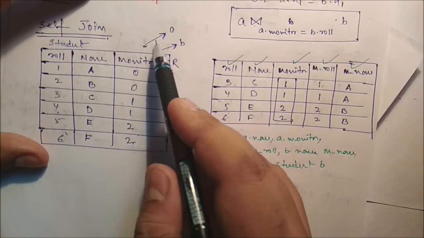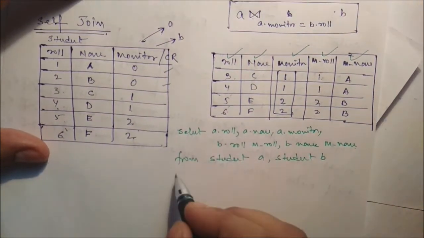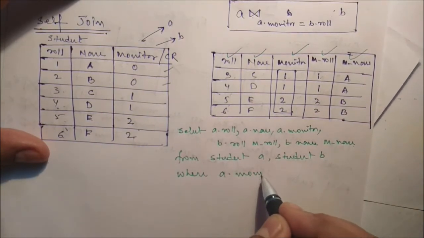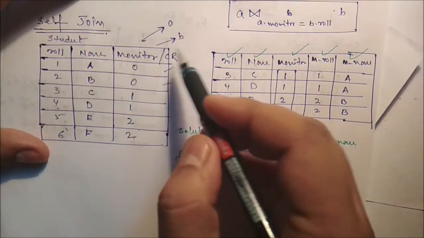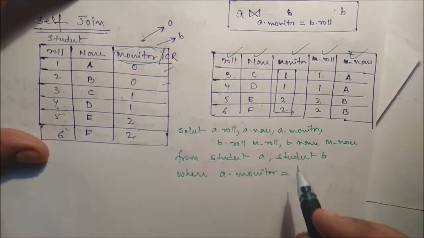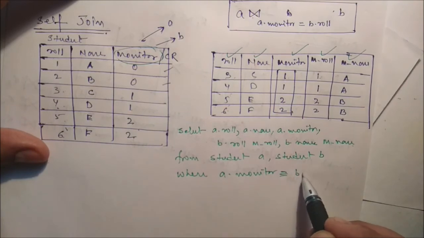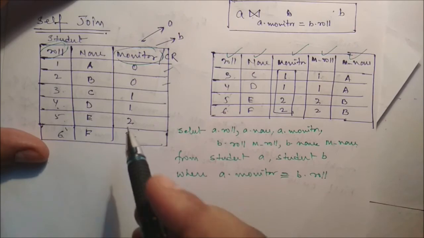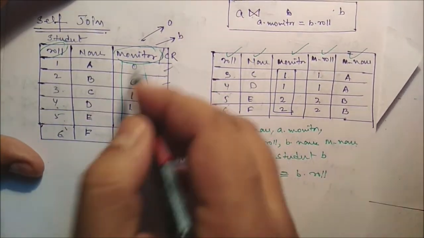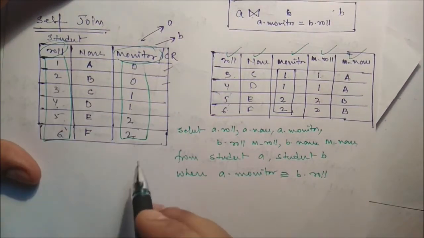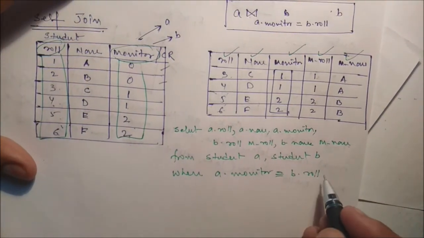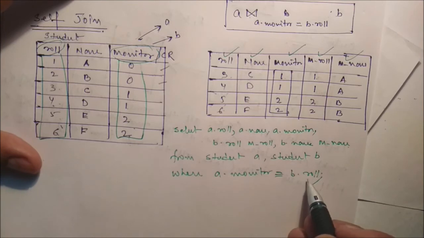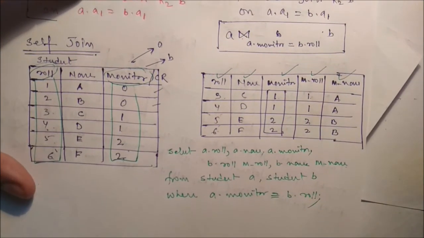So we are using the same table two times, A and B, but the condition is what? Where A dot monitor, means this roll number should match with B dot roll number, because this is nothing but the roll number of the monitor, and here it is the roll number of the student. So this should match. So the condition is: where A dot monitor is equal to B dot roll number. In this way we can implement the self join.